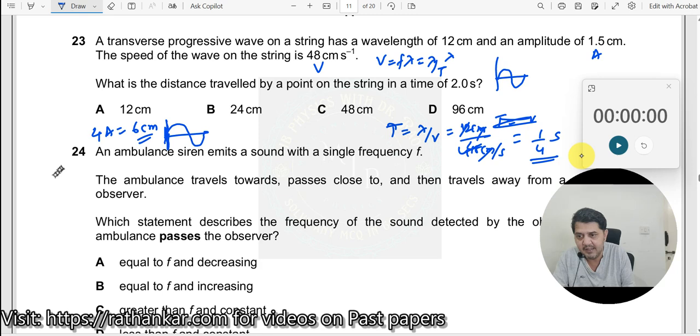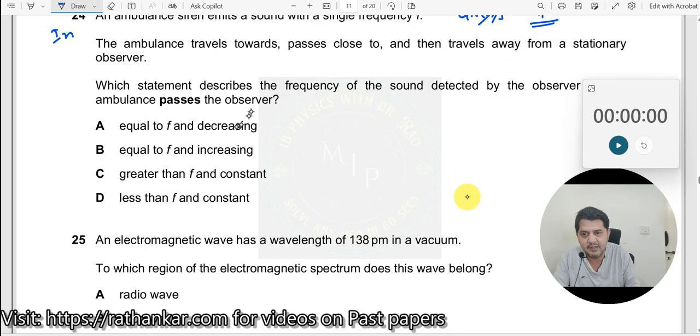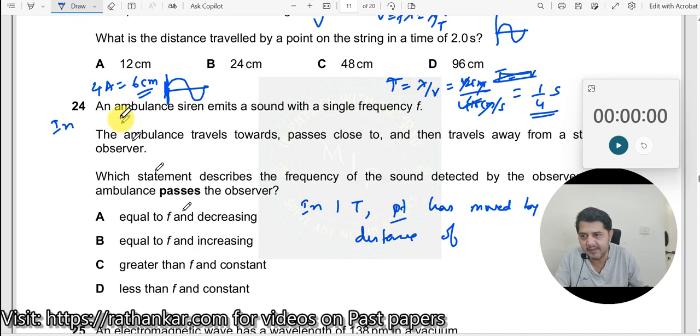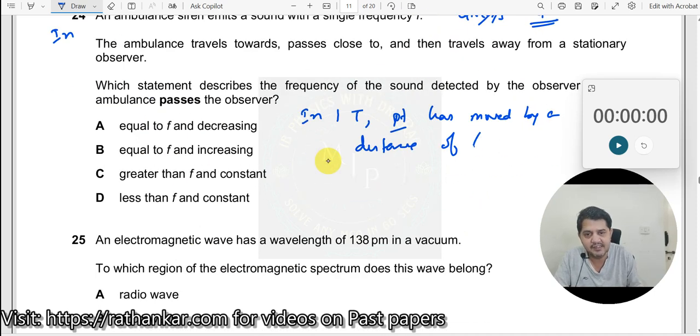Okay, let me write in one cycle. In one cycle, in one time period, the point has moved by a distance of how much? How much did you calculate? 6 centimeter. Now what does he say? One time period is equal to how much? 1/4 of a second.